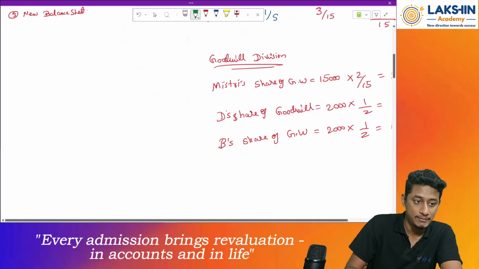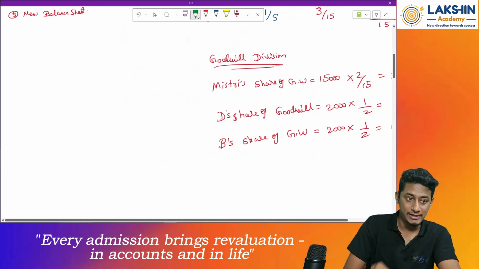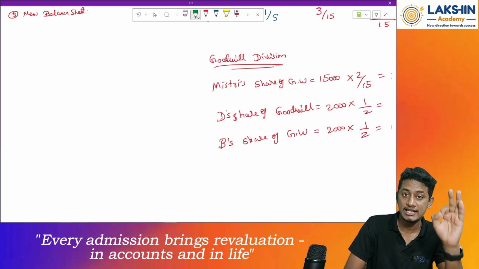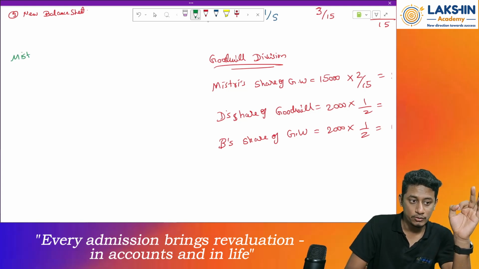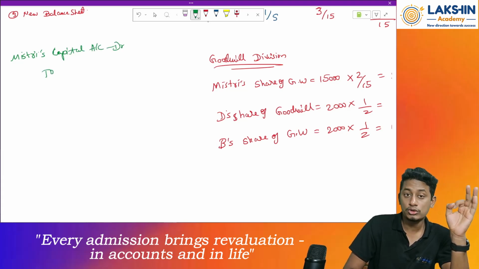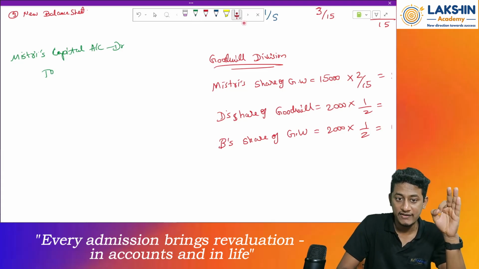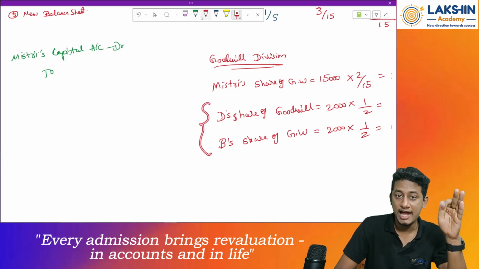The journal entry will be gaining partner's account debited. Who is the gaining partner over here? Who has been gaining profits over here? Mistry, who has been admitted, right? Mistry's capital account debited to whose account? To sacrificing partners. Who is sacrificing over here? These both people, Dalal and Banerjee, are sacrificing.